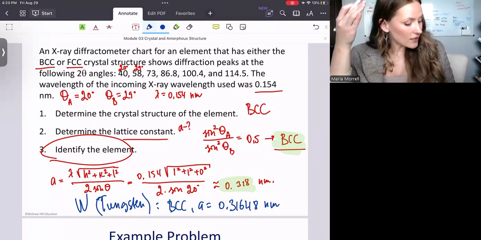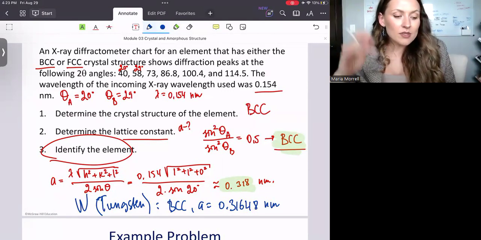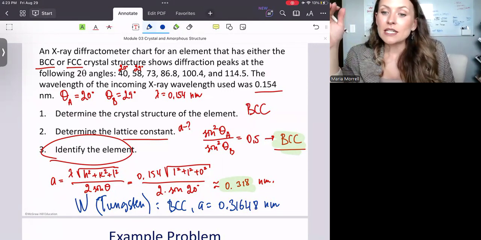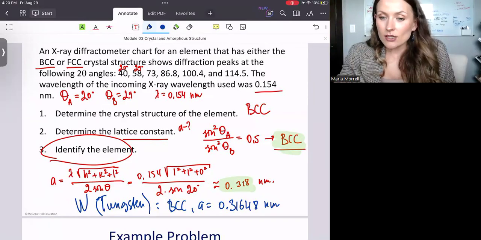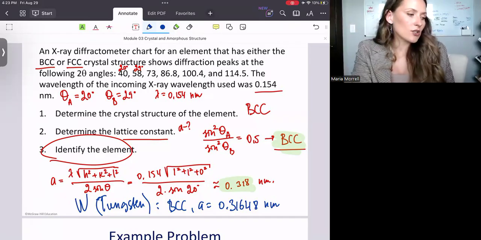And I just realized that I somehow skipped it. The molybdenum is 0.315, right? And this one is almost 0.317, and this is why I'm going with tungsten. And the answer is actually tungsten.